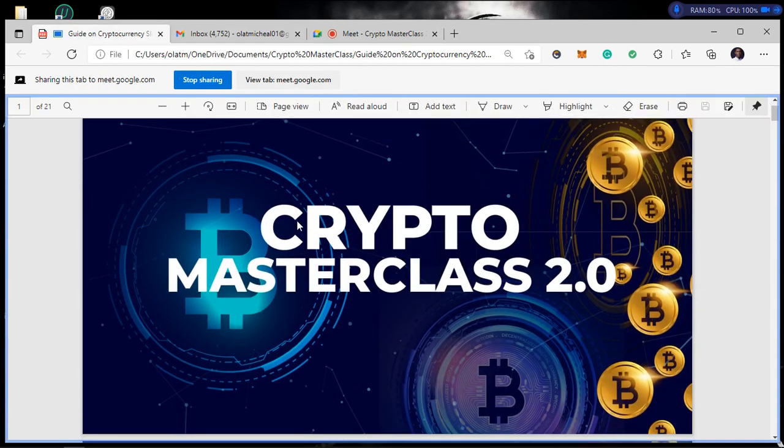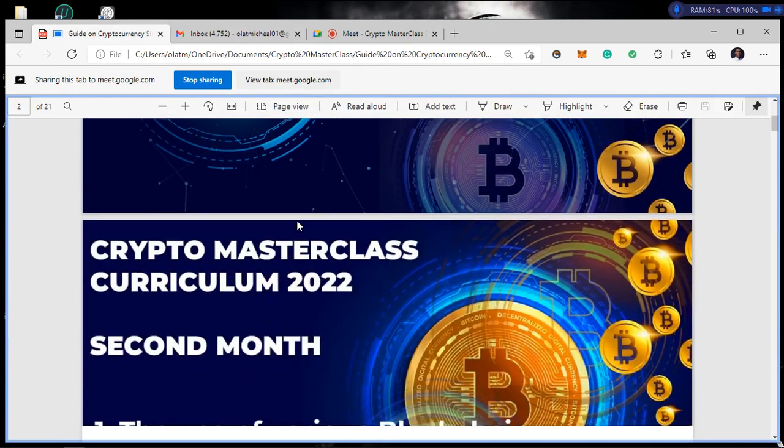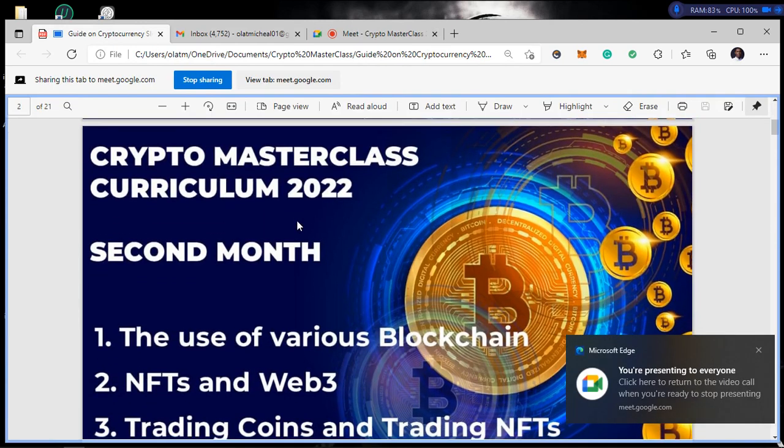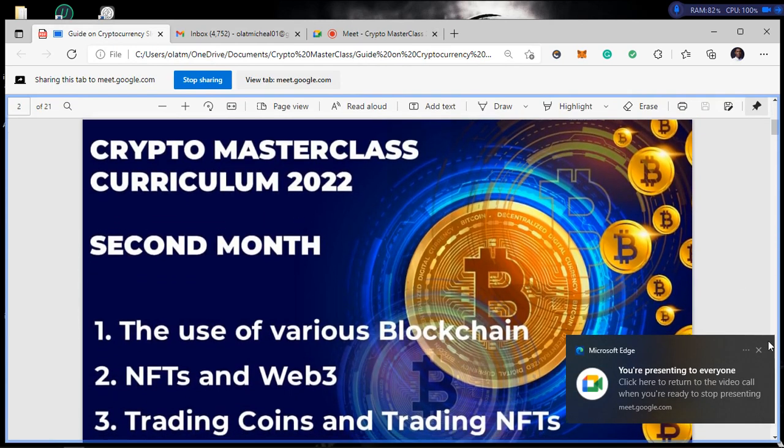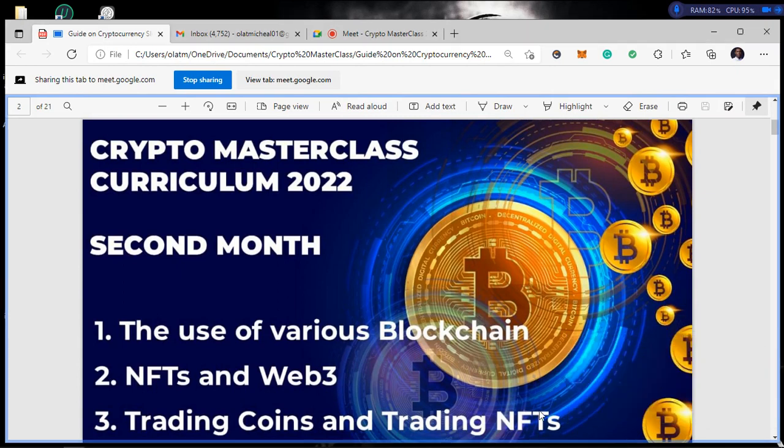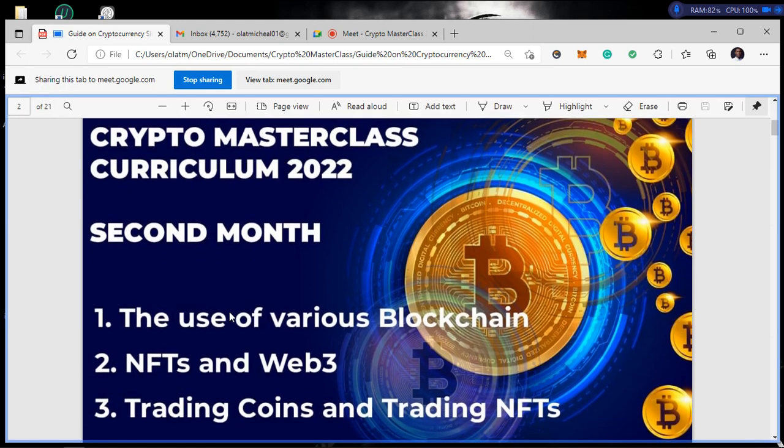So let's continue. On our list here, we know for this month we're going to be covering the following topics. The first one is the use of various blockchain. That's topic one we'll be treating today. Second one is NFTs and Web3. We'll look at the relationship between NFT and also Web3 and how each of them stand alone and how we can benefit from them. And the third one is talking about trading of coins and trading NFT.